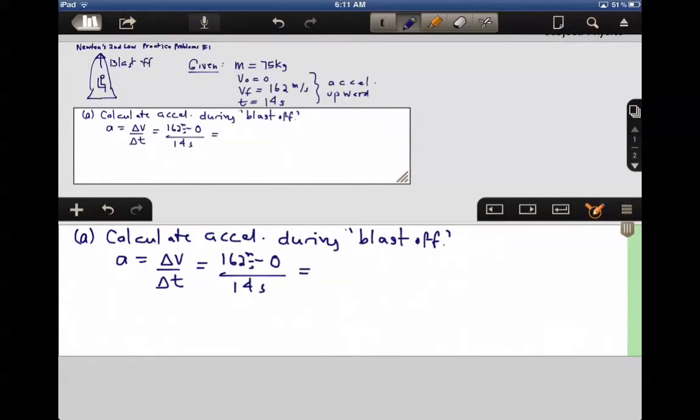So if I complete that calculation, I see that the astronaut has a positive 11.57 meters per second squared of acceleration. So this is upwards.